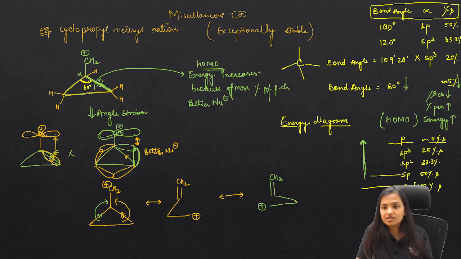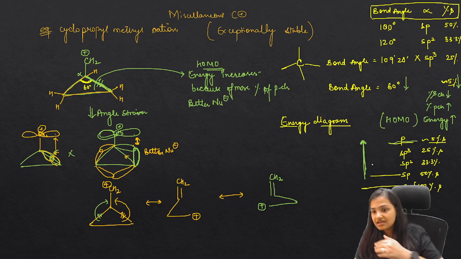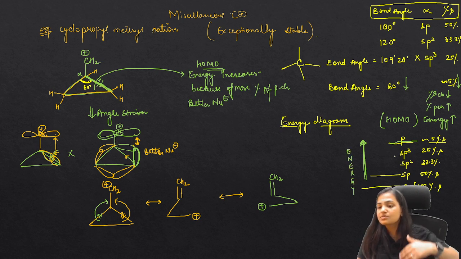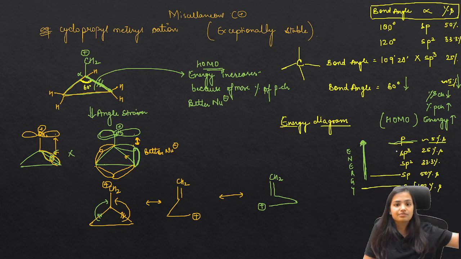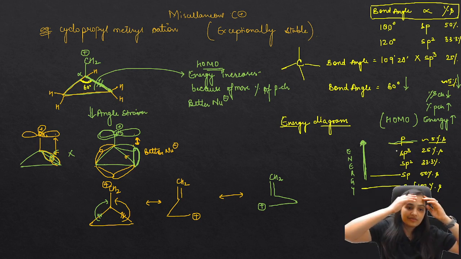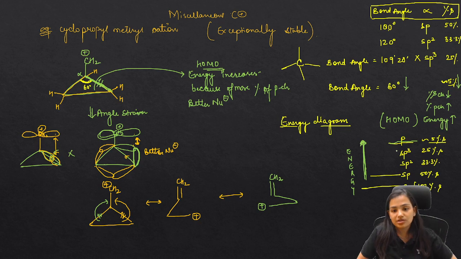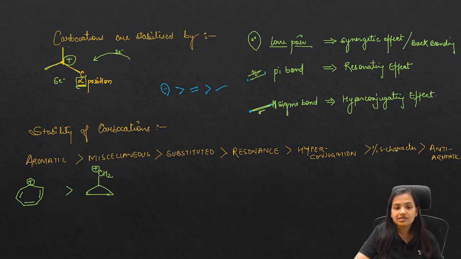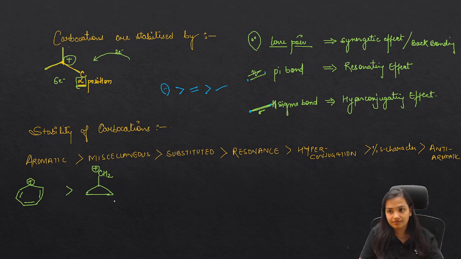As the angle decreases, the S character decreases, the P character increases, and since the P character increases, the energy increases. This is your energy level diagram. Here we are talking about the energies, right? So since the energy increases, this becomes a better nucleophile, and since it's a better nucleophile, it gives its electron pair very easily. It is getting more stabilized. So this is the explanation for this cyclopropyl carbocation.